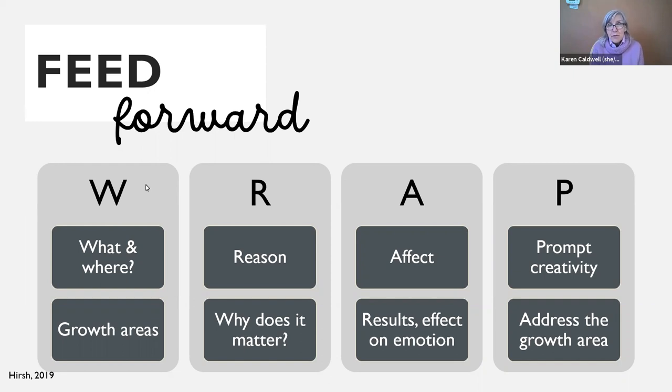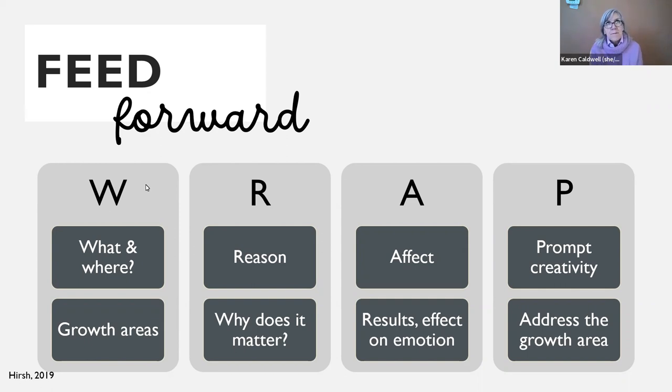So as an example, what you probably noticed with Jill's final version of her e-portfolio is that she had loads of citations. But let's imagine that when you evaluate another person's e-portfolio, you don't see any of that. So you could use the WRAP framework to give them input on why it's important. So the W, what and where, would be the growth area, and that would primarily be the lack of citations or references. So the R of the WRAP framework is the reason. Why is that important? So what?